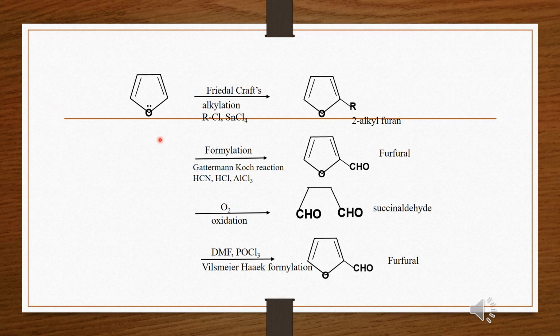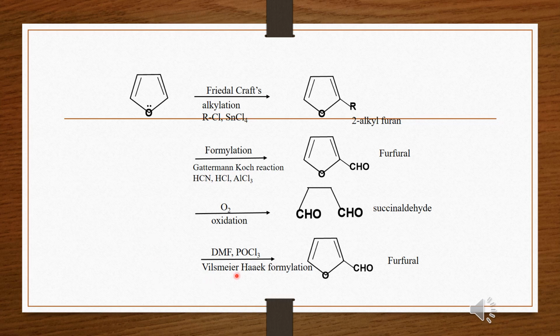Next is Friedel-Crafts alkylation, in which in presence of tin chloride and alkyl chloride, it gives 2-alkyl furan. Then this one is a Gattermann-Koch reaction in presence of HCN, HCl and AlCl3. It is a formylation reaction, so a formyl group will get introduced over here, which is also known as furfural. Then furan undergoes oxidation. Here the ring will be opened and two formyl groups will be added, and this is known as succinaldehyde.